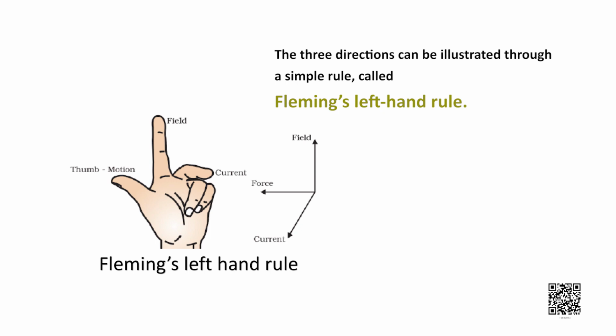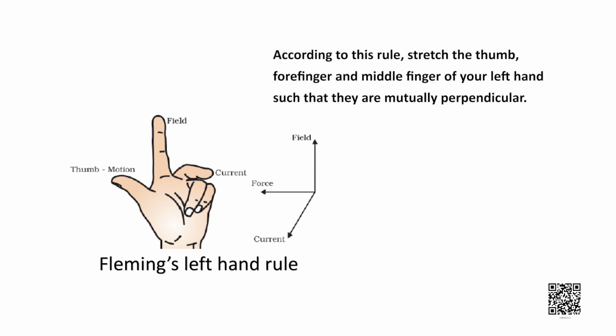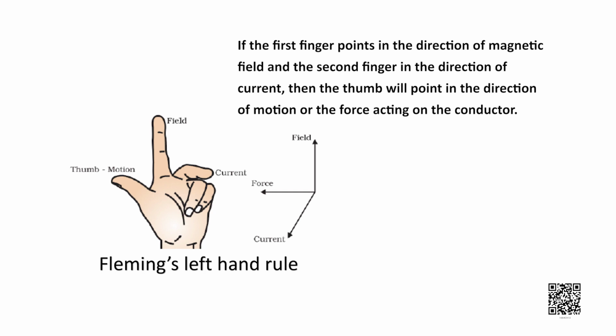The three directions can be illustrated through a simple rule called Fleming's left hand rule. According to this rule, if you stretch your thumb, forefinger, and middle finger of your left hand in such a way that they are mutually perpendicular to each other, then the first finger points in the direction of magnetic field. The second finger will point in the direction of current, and the thumb will point in the direction of motion or the force acting on the conductor.